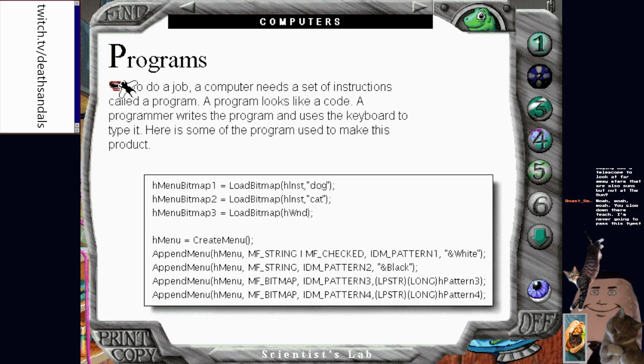Programs. To do a job, a computer needs a set of instructions called a program. A programmer writes the program and uses the keyboard to type it. Looks to be like a code. I'm able to read code pretty well, but yeah, a lot of the information's fallen out of my brain over the years. Here is some of the program used to make this product. Okay.